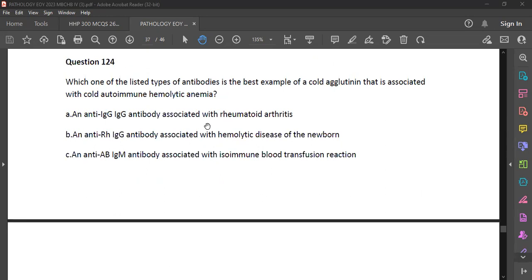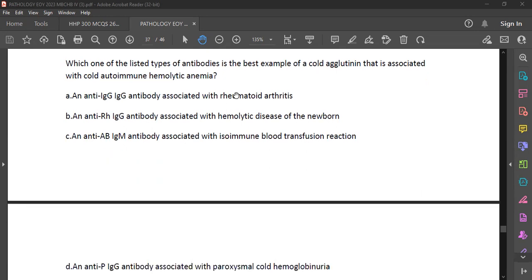Okay. So I think one of the last questions before we finish. Which of the following listed types of antibodies is the best example of a cold agglutinin that is associated with cold autoimmune hemolytic anemia? So the first thing is you have to ask yourself, what is a cold autoimmune hemolytic anemia, okay? So it is an autoimmune disorder where hemolysis will take place in the cold, so temperatures less than the body temperature, okay? So less than 37 degrees.